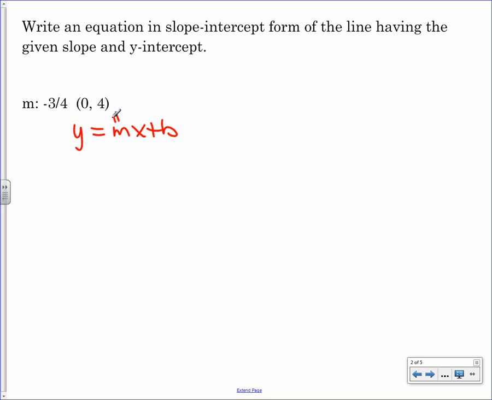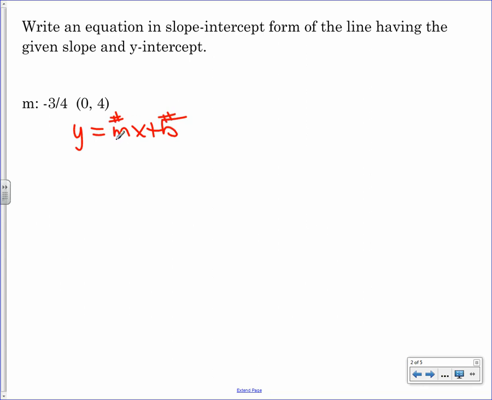I remind myself that m and b, when I'm done, need to be a number. Okay, x and y when I'm done need to be x and y. I might change them as I go, but at the end I'm going to have an x and a y. So what is m? Negative 3/4. So literally I'm going to substitute negative 3/4 in here.